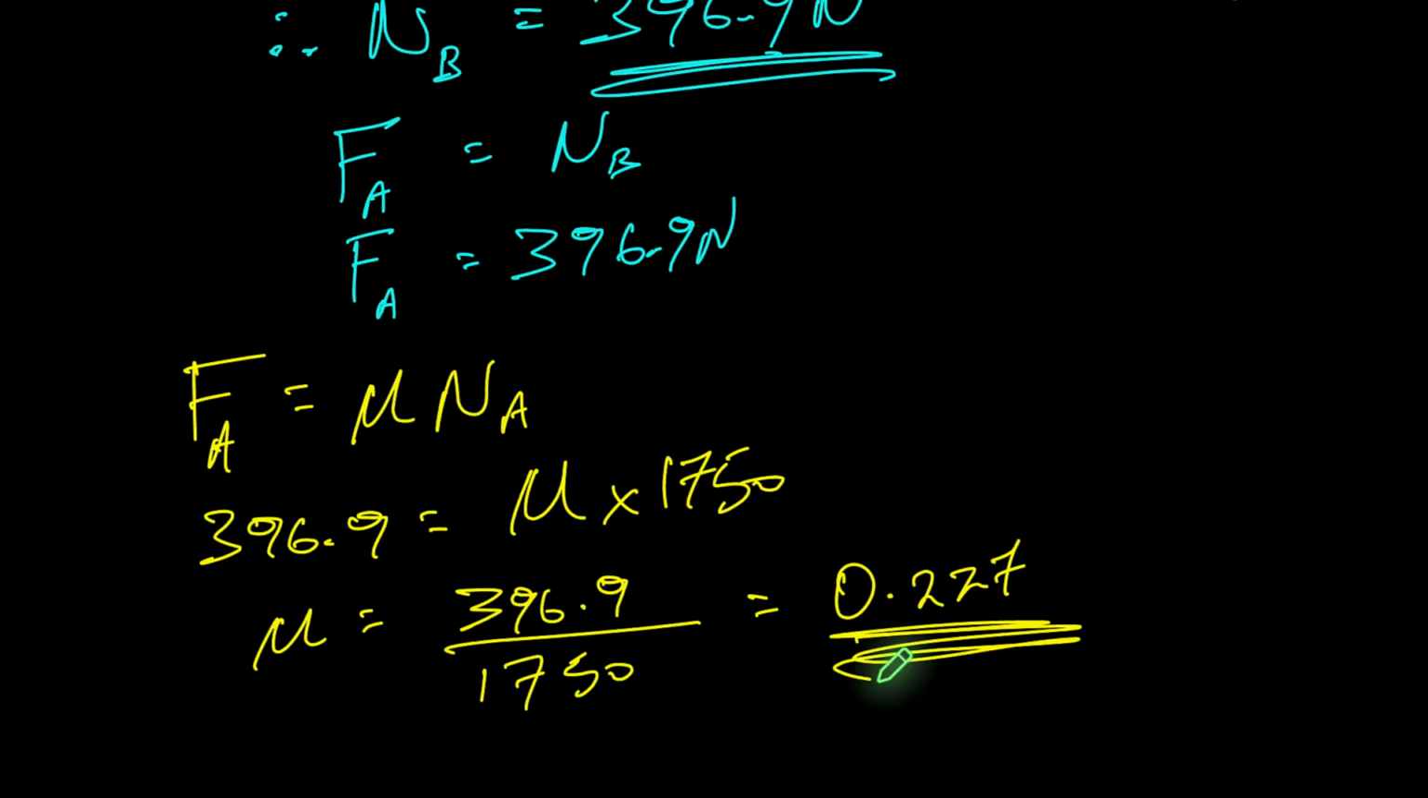So this 0.227 tells us that this is the minimum friction needed to keep the ladder from slipping. So if the surface can provide more than this, then the ladder will stay in place, but if it provides less, then the ladder will definitely slip.